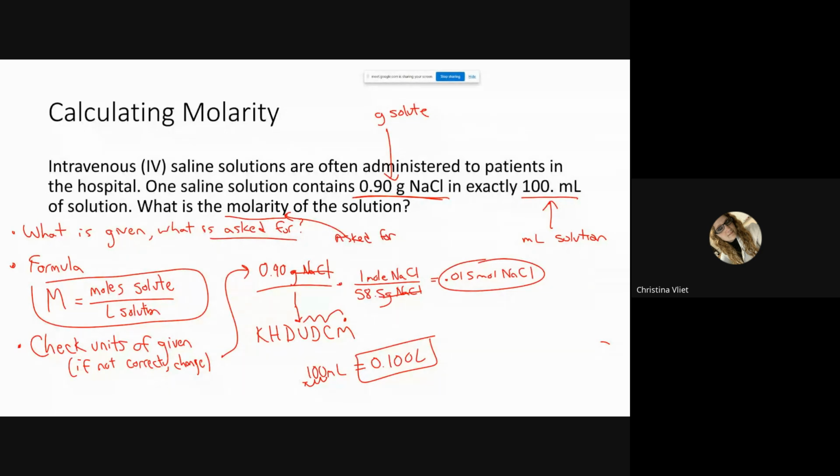So I've checked my units, and if they're not correct, I've changed them. So now what do I do? Finally, plug into the formula. So now we're going to use our molarity formula. Molarity equals how many moles on the top? 0.015 moles on the top. And what's the volume for the bottom? 0.1. Our final answer will then be 0.15 capital M NaCl. So that's how you calculate molarity.